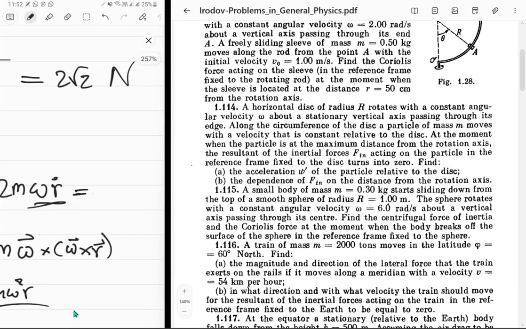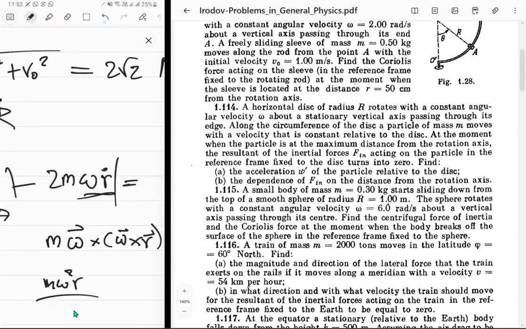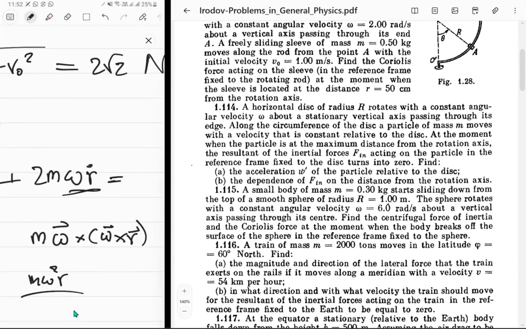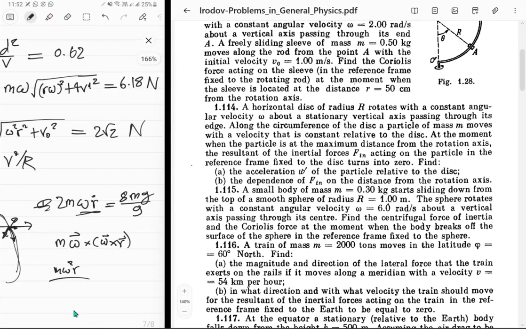So this is the magnitude of this, right? That's just 8mg upon 9. That should work. What about this guy, m omega squared r?